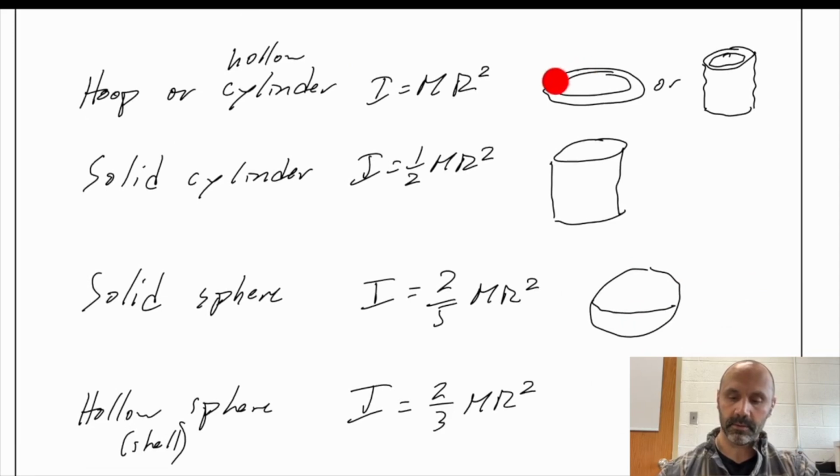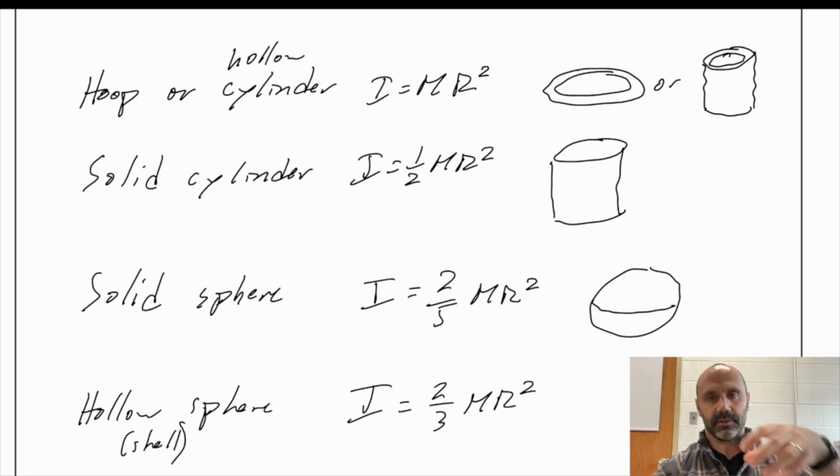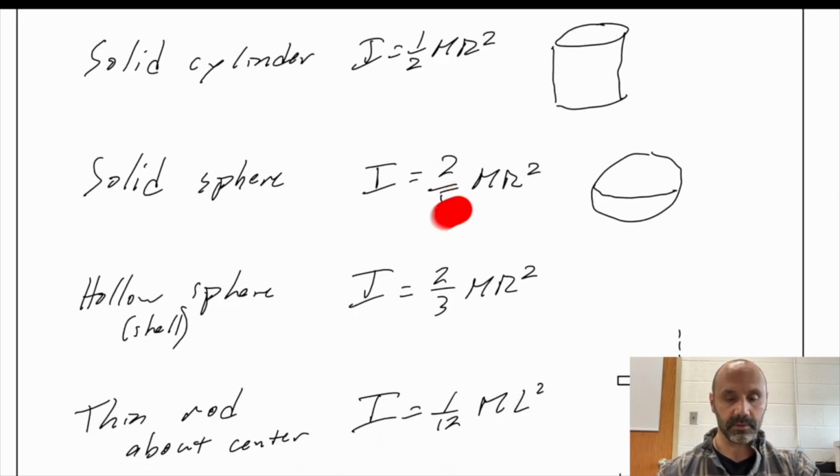If you have a ring or a hoop, or you have a hollow cylinder, it's I equals mr squared. For a solid cylinder or for a disk, I should have included that, it would be 1/2 mr squared. Both the same, disk or solid cylinder. A solid cylinder is just like a disk that's been stretched out, right? Same thing for the ring and the hollow cylinder. Solid sphere, I is 2/5 mr squared. Hollow sphere, 2/3 mr squared.